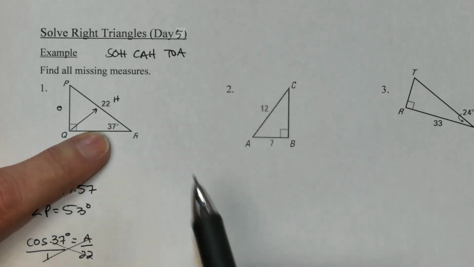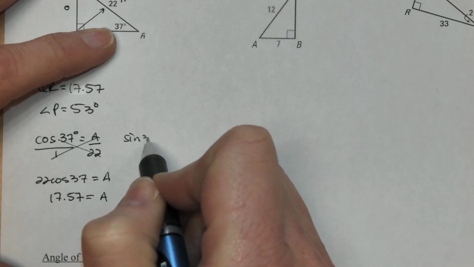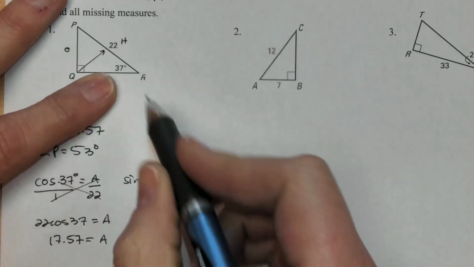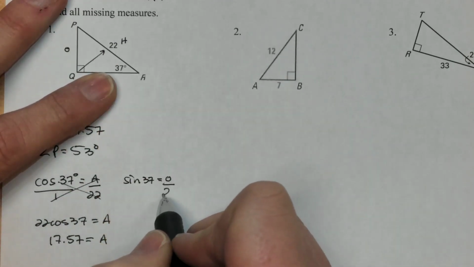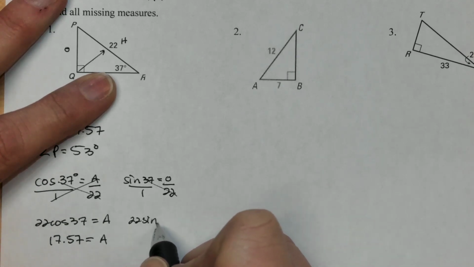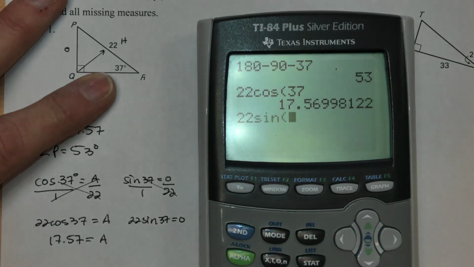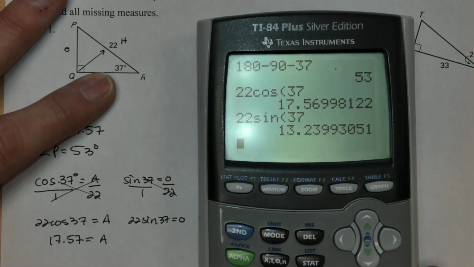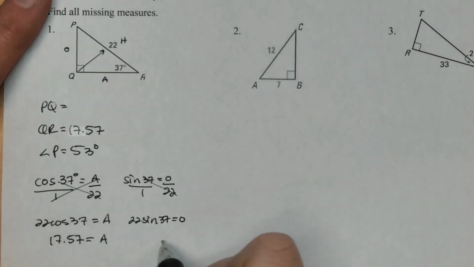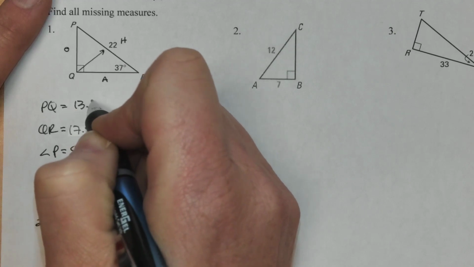This side is opposite, so now we're going to switch over and use sine instead. Sine of 37, opposite over hypotenuse 22. And I'm going to multiply again, so 22 sine 37 equals my opposite. So 22 sine 37 gives me about 13.24. And that was this side.